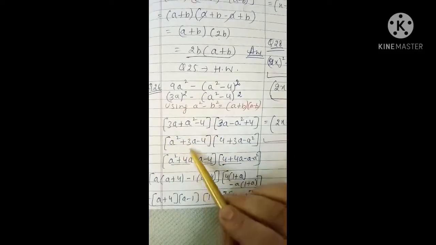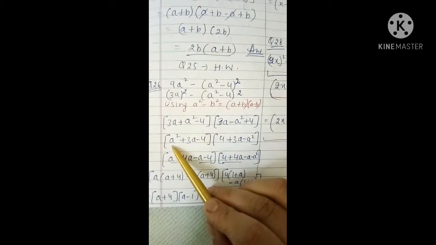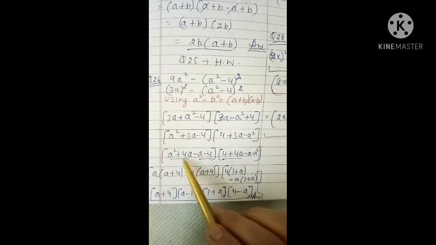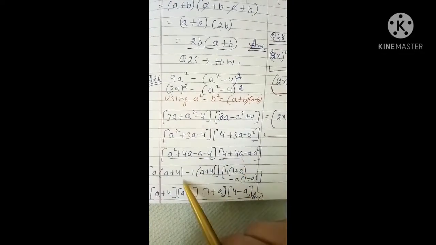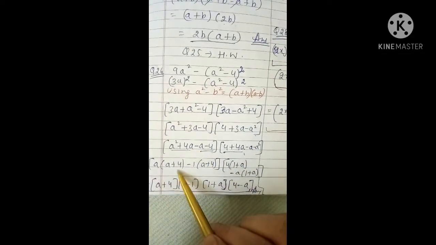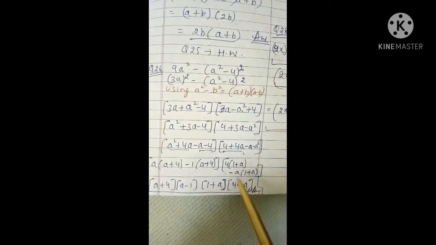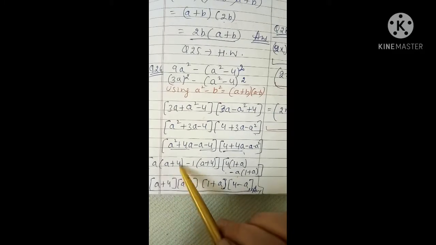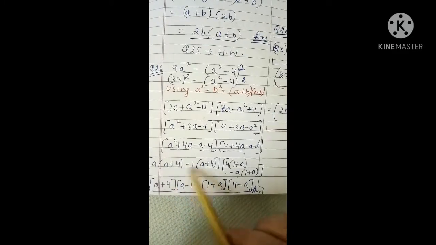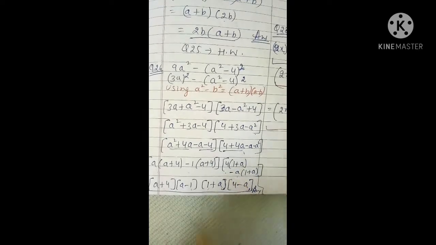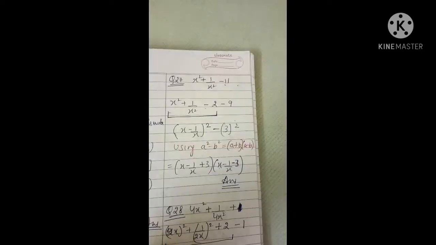Here you can rearrange it. A square you can write here, also a square in the end. We can apply then middle term split method here. And then from these two, a is common, from here minus 1 is common, from here 4 is common, from here minus a is common. Then a plus 1 in one bracket, a minus 1 in another, 1 plus a in this bracket, 4 minus a in the another bracket.